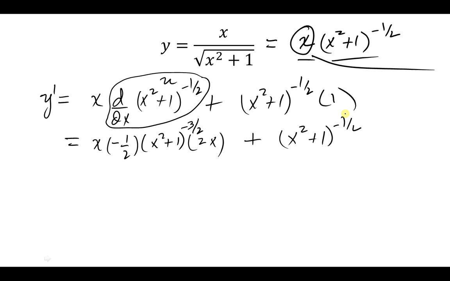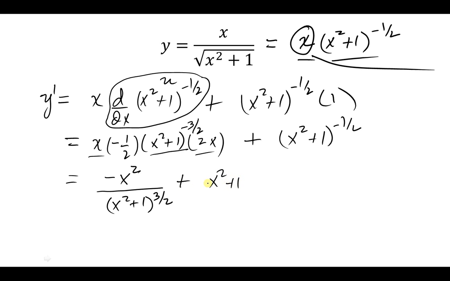Now let's simplify some of this. We're going to have x times 2x, which is 2x squared times minus 1/2. So you can see we're going to have minus x squared. And I'm going to go ahead and put x squared plus 1 to the 3/2 power, the positive 3/2 power, in the denominator, and add to that x squared plus 1 to the minus 1/2 power.